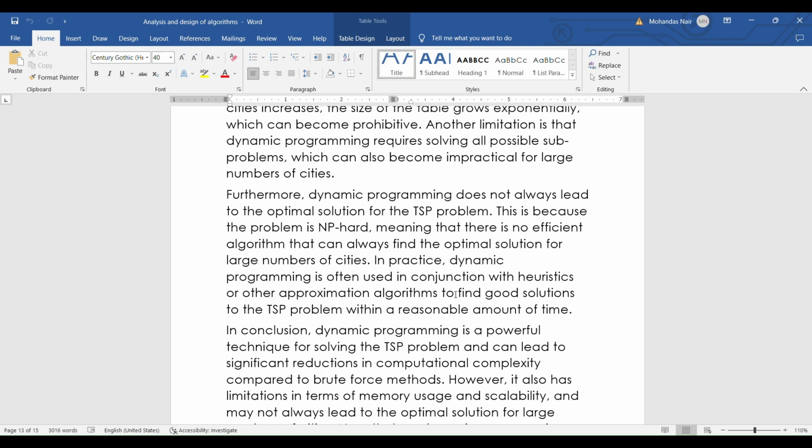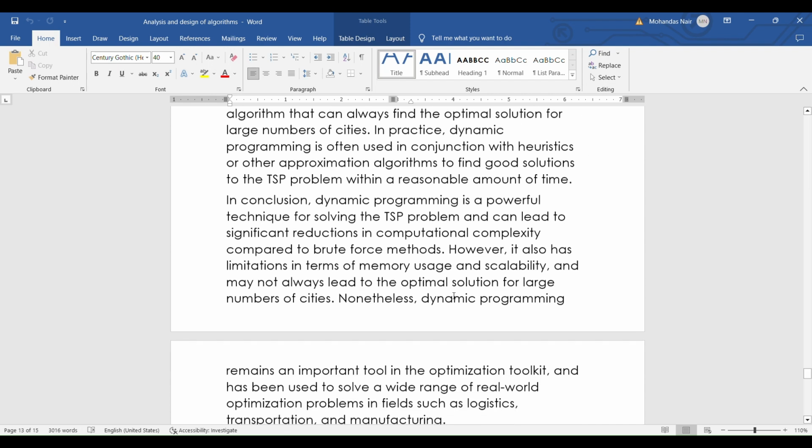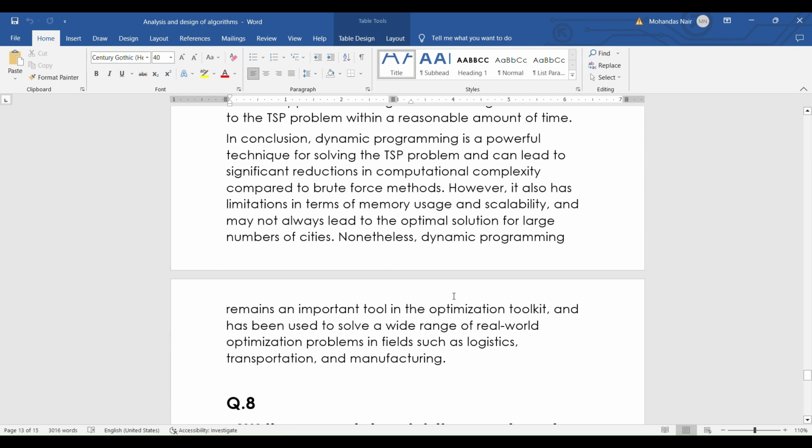This is because the problem is NP-hard, meaning that there is no efficient algorithm that can always find the optimal solution for a large number of cities. In practice, dynamic programming is often used in conjunction with heuristics or other approximation algorithms to find good solutions to the TSP problem in a reasonable amount of time.